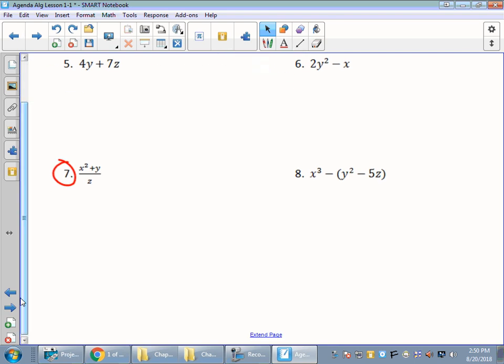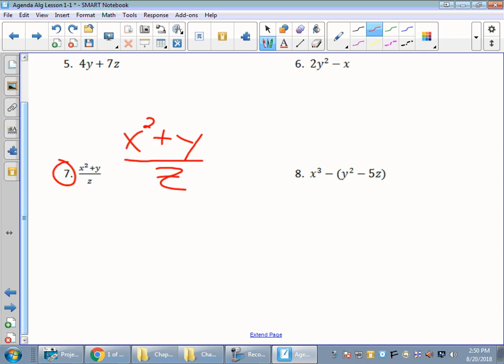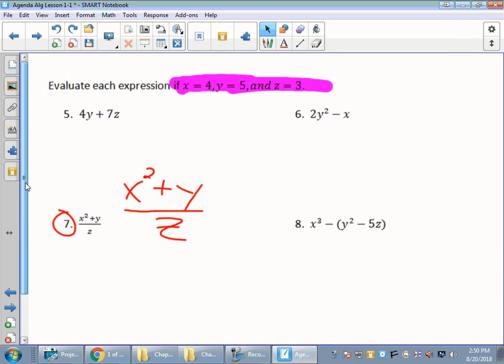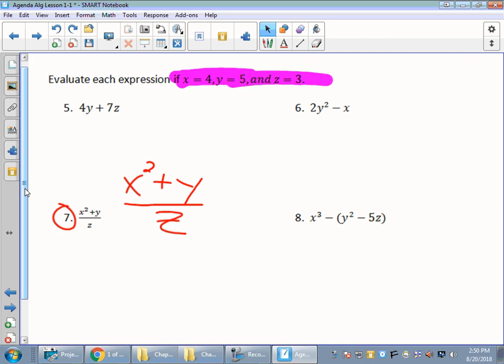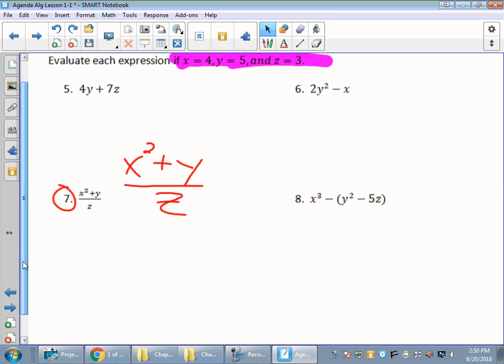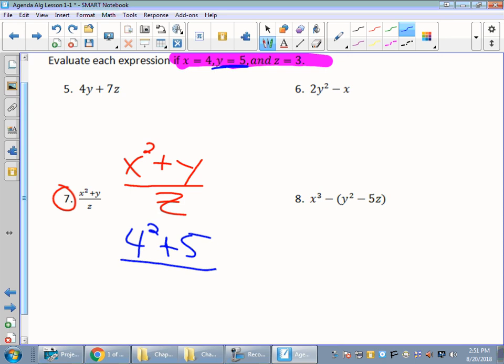So on number 7, the first thing we have, I'm just going to rewrite the problem so it's a little bigger so you can see it. And I'm going to go x squared plus y divided by z. Okay? And I want to see you substitute. I want to get full credit. You're going to have to show me that you're plugging these numbers in. So in this case, x is 4. So you're going to put that 4 in for x. Substitute it in. 4 squared plus 5, because it said y equals 5 up here. And we're dividing it by z, and z is equal to 3. So 4 squared plus 5 divided by 3.